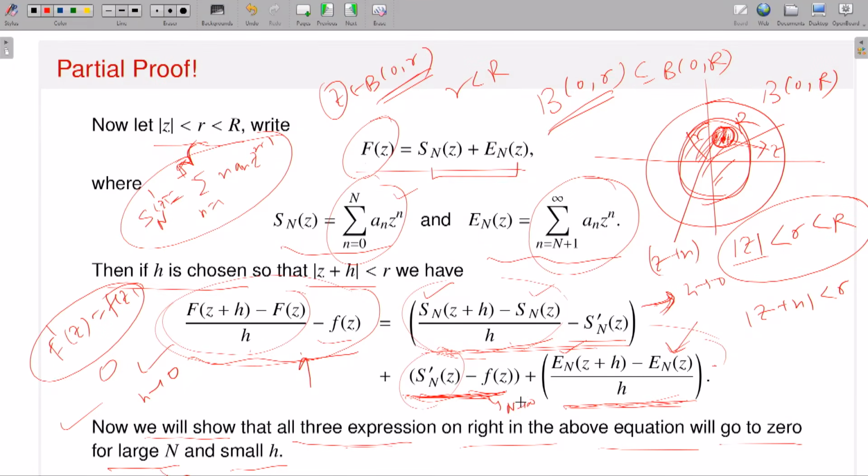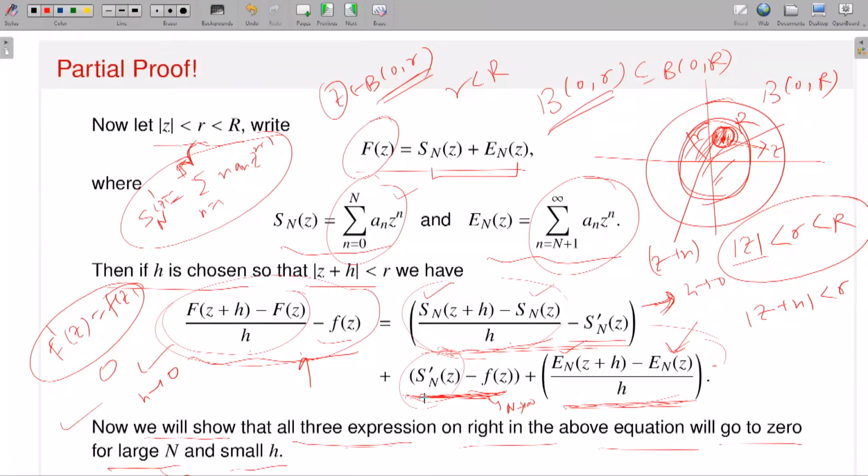This also goes to 0 as capital N approaches infinity, because the radius of convergence of the sum function, or of the power series obtained by differentiating one time, is the same as the radius of convergence of the given power series, and Sn prime is the nth partial sum. So therefore this goes to 0. This goes to 0 as h approaches 0.